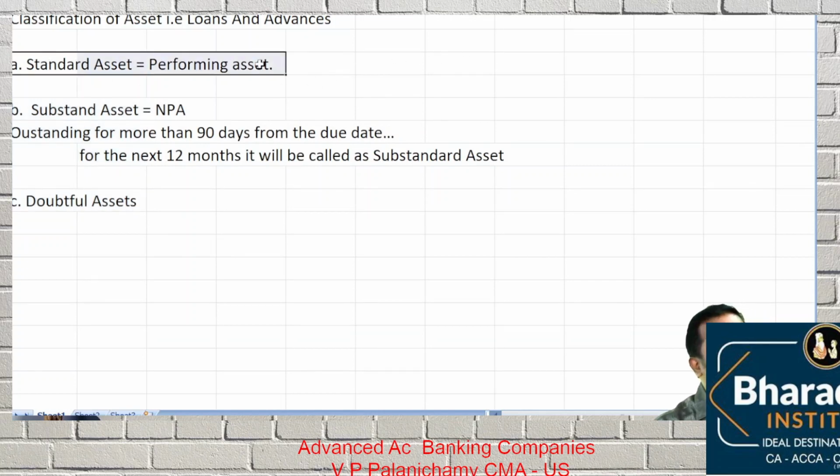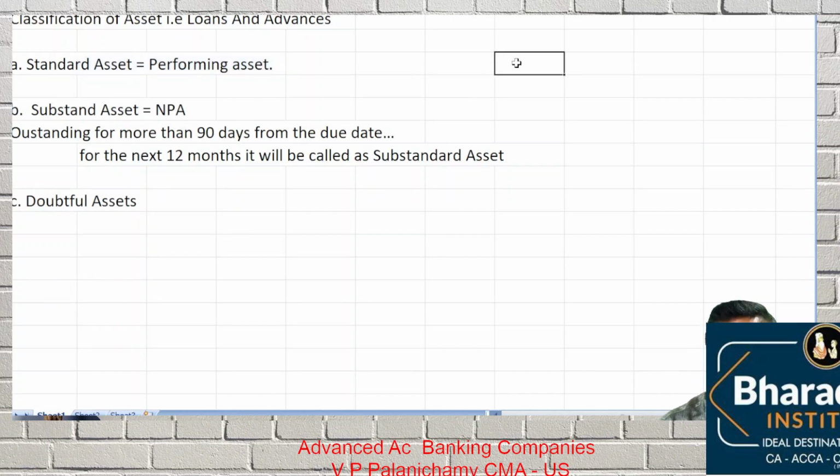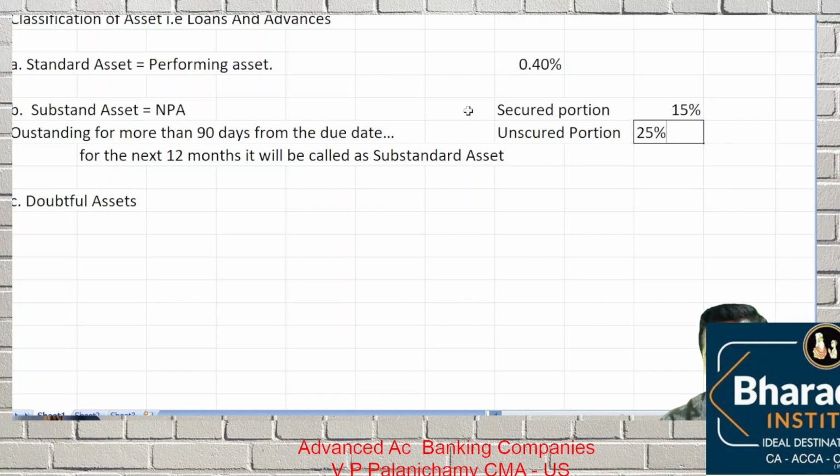For standard or performing assets, though no provision is required, RBI recommends a minor provision of 0.4%. Not 4%, 0.4%. For substandard assets, if it is a secured portion, create 15%. If it is an unsecured portion, then create 25%. Secured loans NPA 15%, unsecured loan 25%. This is for the next 12 months.